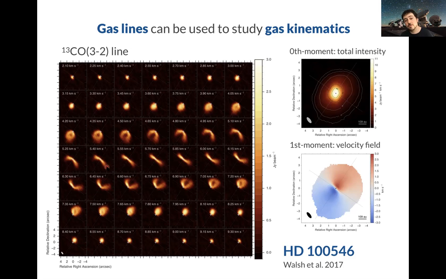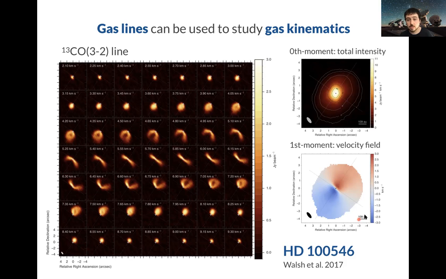And then if you go to red shifted frequencies, you will see this. Now it's getting more and more red shifted, and you get to regions of the disk that are moving farther away from you or faster. And the same goes for the blue line, for the blue shifted part of the line. Now you can combine all these channels to give you the zeroth moment or the total intensity of the line, and you can also weight the emission as a function of velocity, and you will get this rotation pattern of the gas in the disk.